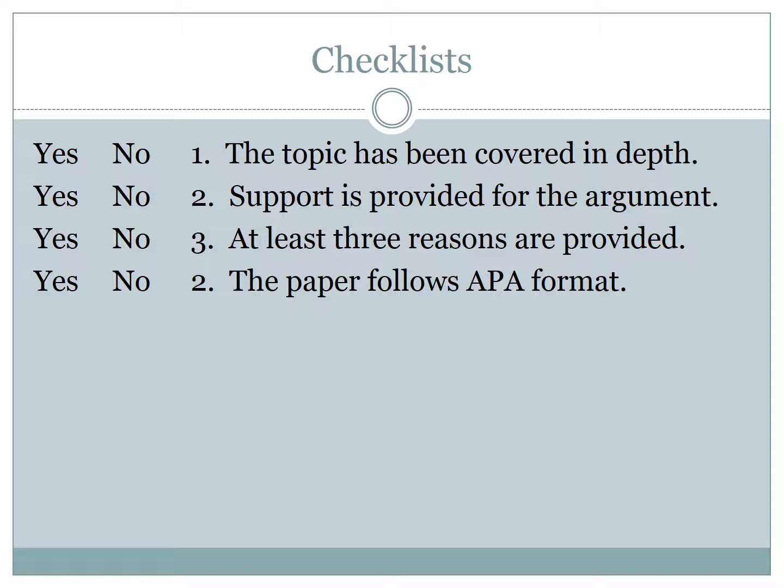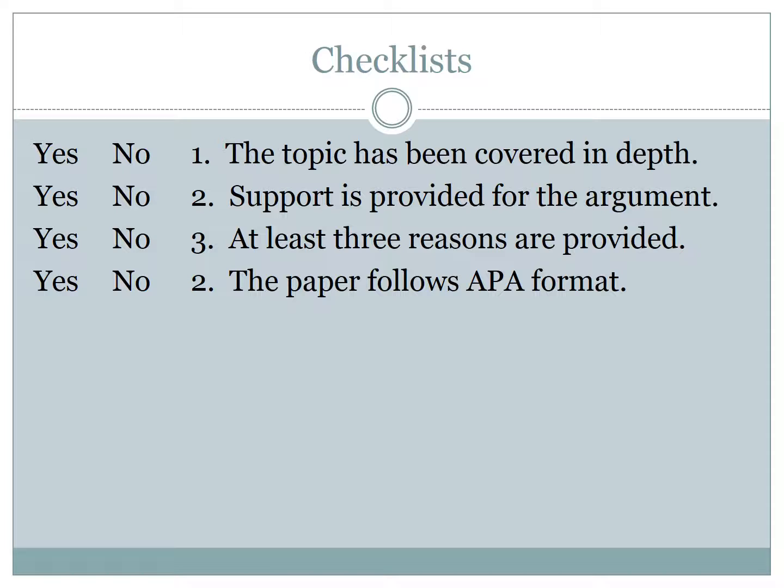So, for example, here's a paper checklist. The topic has been covered in depth, yes or no. The support is provided for the argument, yes or no. At least 3 reasons are provided, yes or no, and the paper follows APA format, yes or no. Now this is simple to construct, but the major disadvantage here is you don't get any finite grading ability.